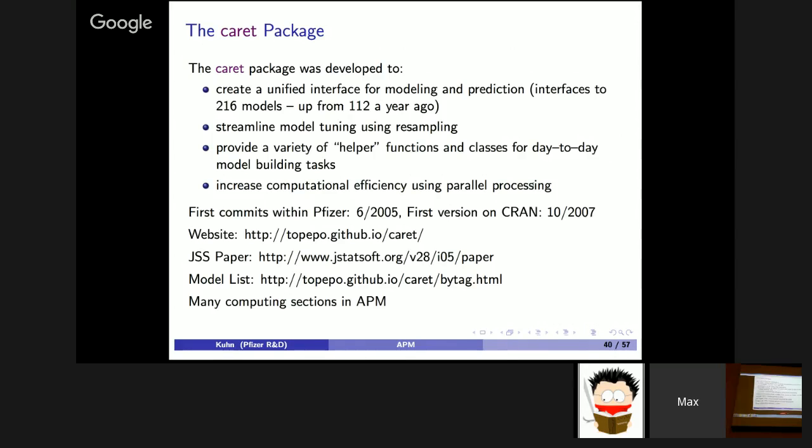It just had a 10-year anniversary last year. When I first started working at Pfizer, I started working on this, and we put it on CRAN in 2007. We host it on GitHub. There's a JSS paper. We use it a lot in the book. So we'll talk about that a little bit.